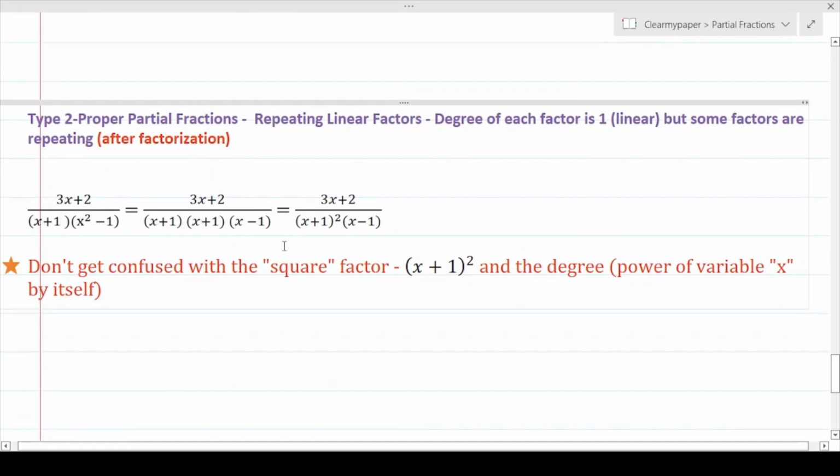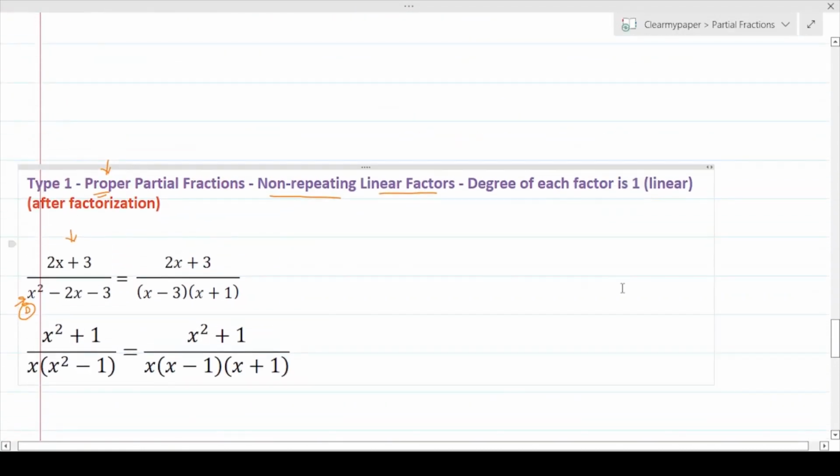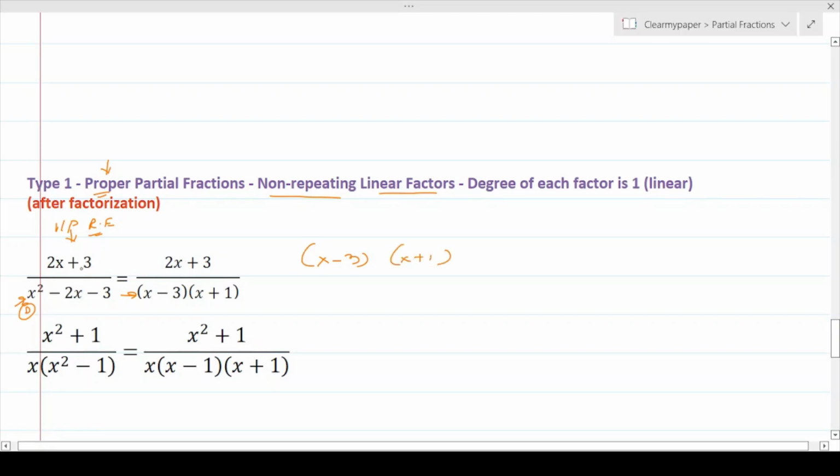What we see here in type one is non-repeating linear factors. What does it mean? We take the given expression, let's say this was the input rational expression that we got. If you check out the denominator, the checkpoint is, can it be factorized? The answer is yes, because it can be factorized into this format, which is x minus 3 and x plus 1. After doing the factorization, that's the most important thing, and that's the reason I put this in red.